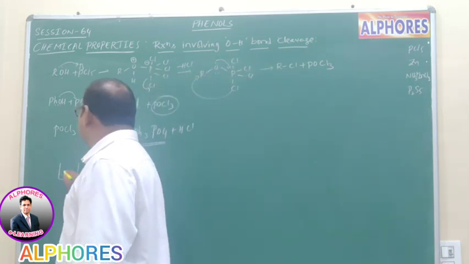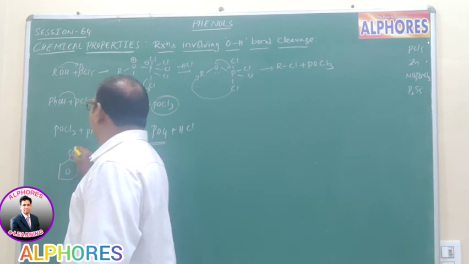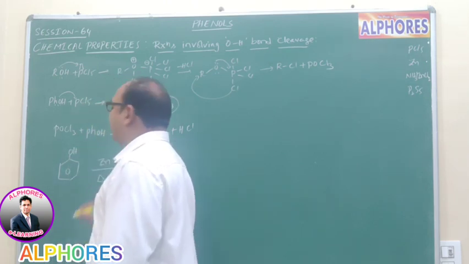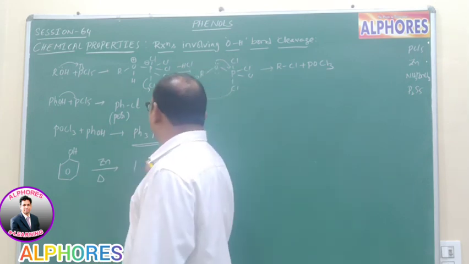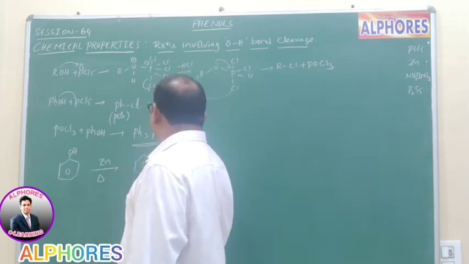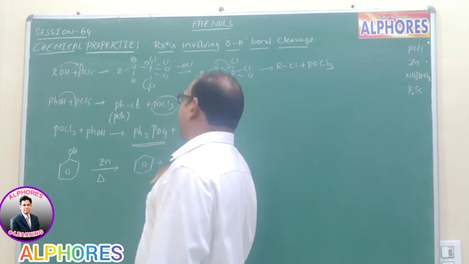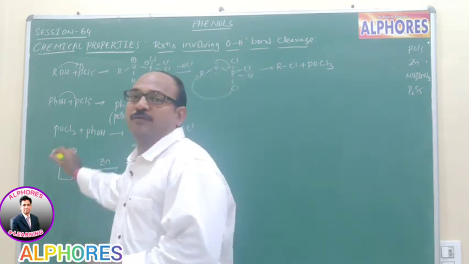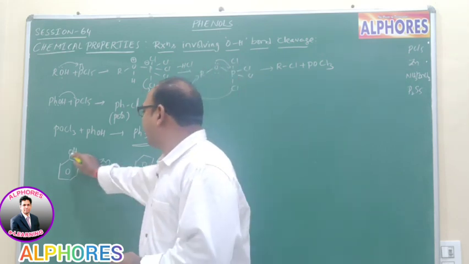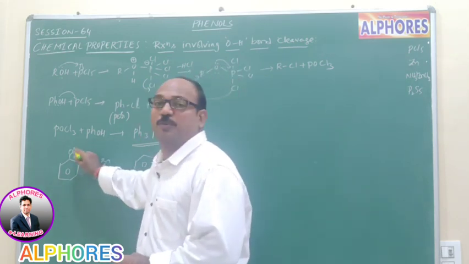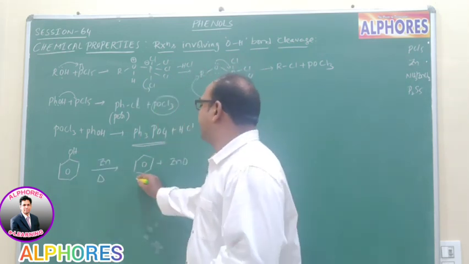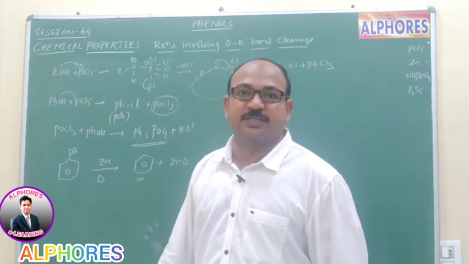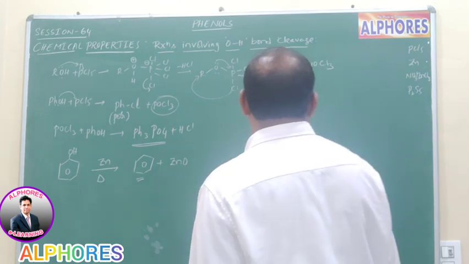Phenols upon reduction: the OH compound, upon reduction with zinc dust and heat, converts into benzene. Reduction of phenol gives benzene and ZnO. Now, in this reaction phenol, C6H5OH, converts into C6H6, benzene. It lost its oxygen, hence this is what we call a reduction reaction.